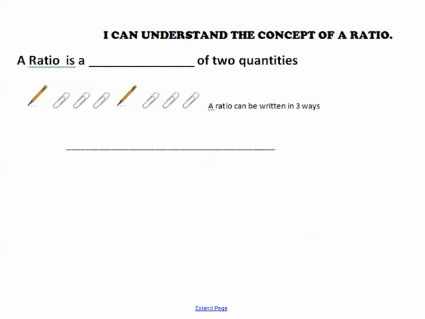So a ratio is simply a comparison of two quantities. If you look at my lovely picture here, I have pencils and I have paper clips. So I'm looking at those two things. A ratio can be written three different ways, and you should be able to recognize them all three ways. If you look at my pencils, I have two pencils and I have 1, 2, 3, 4, 5, 6 paper clips. You'll notice that looks like a fraction.